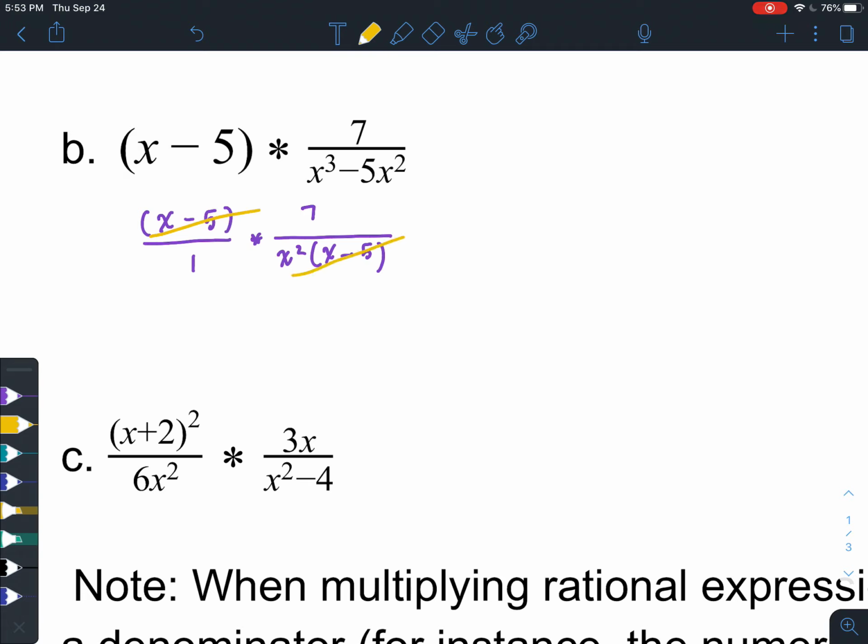These x minus 5's cancel, and we are left with 7 over x squared when we multiply straight across. So when these cancel out, we are left with 1, by the way. That's going to come up later. So that is our answer for that one.